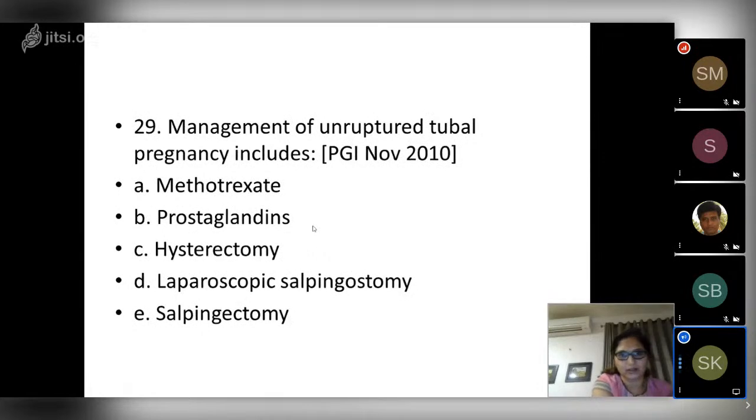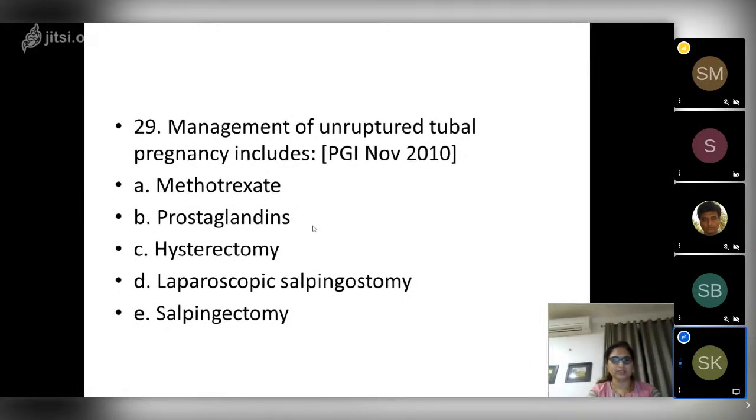Hysterectomy is definitely not the answer here. Salpingectomy is not the choice in unruptured tubal pregnancy. Remember, they've asked for unruptured tubal pregnancy. Right, so D also is the right answer here. That is, laparoscopic salpingostomy can also be done for an unruptured tubal pregnancy.